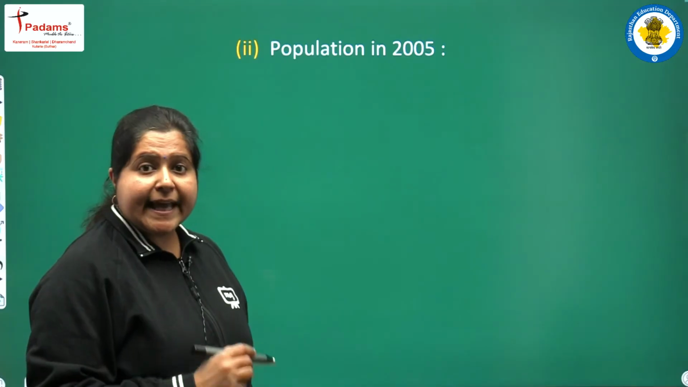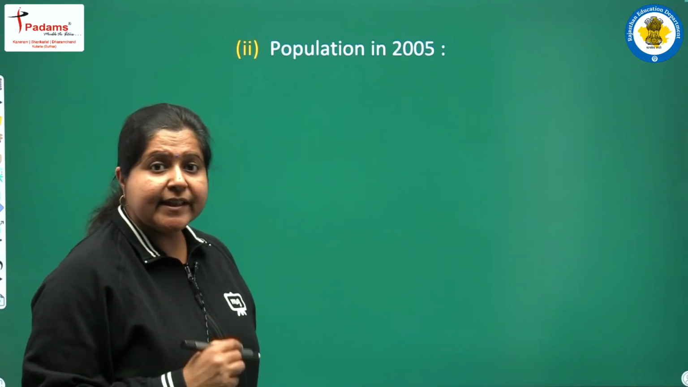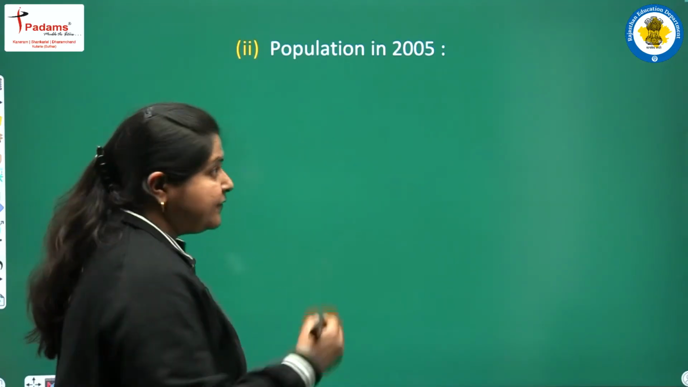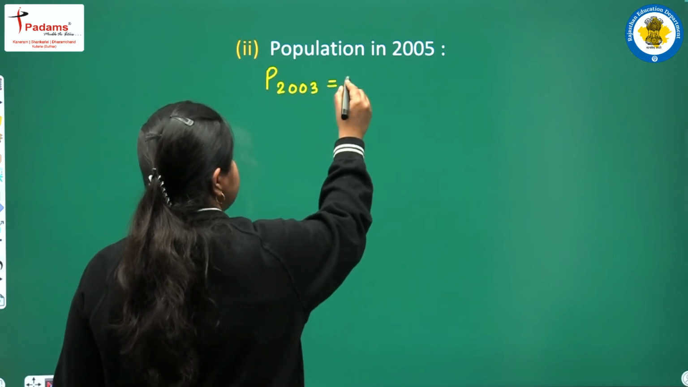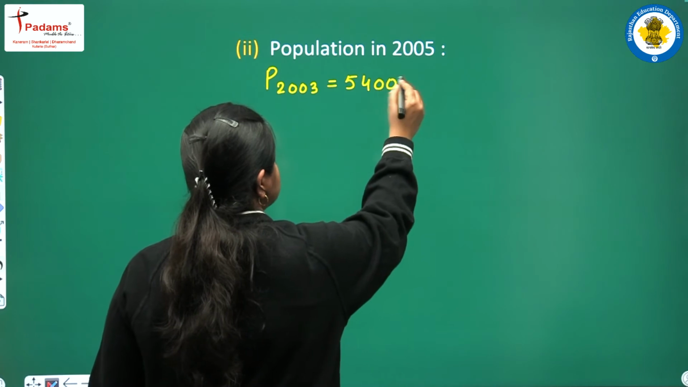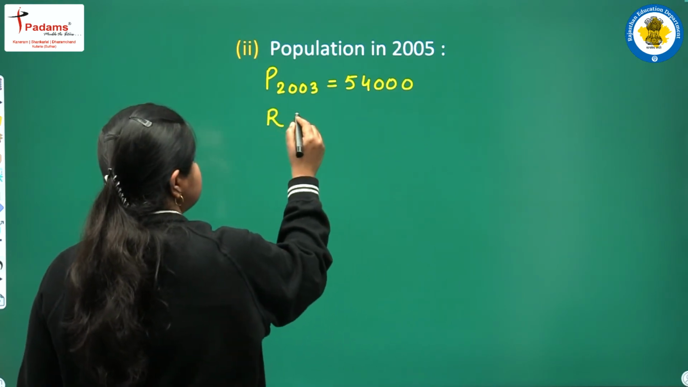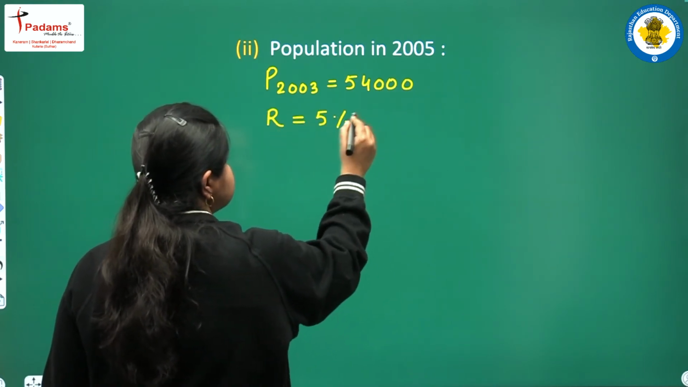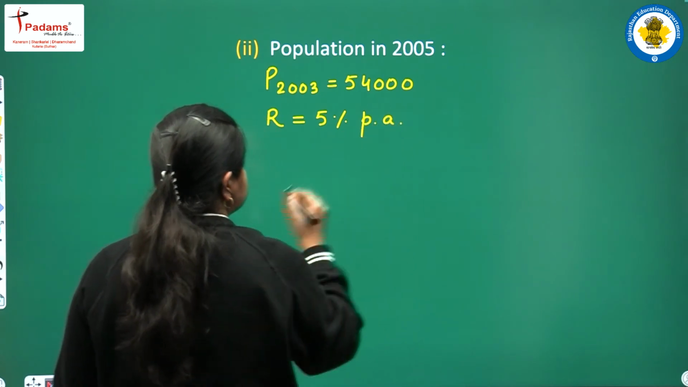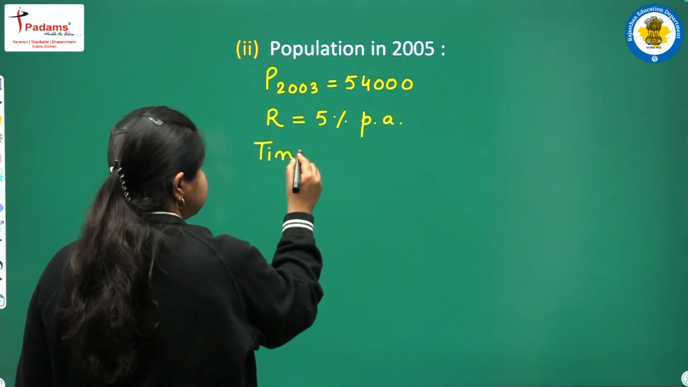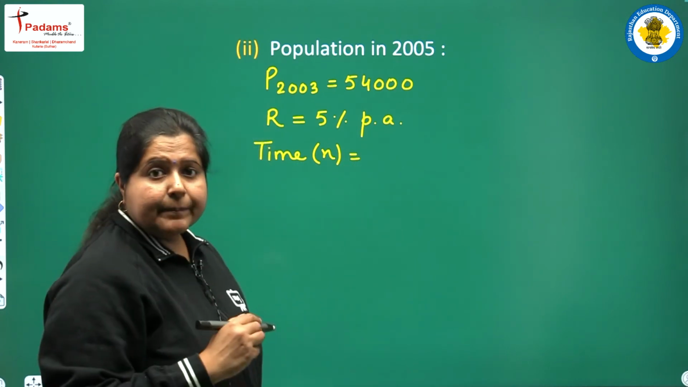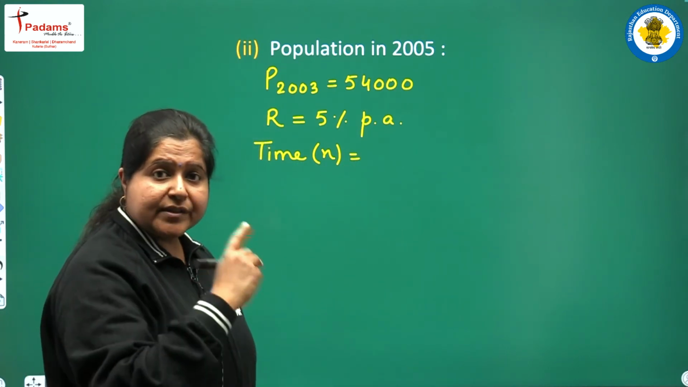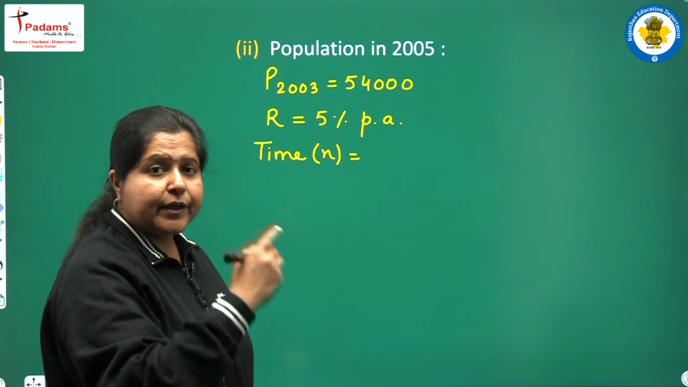Okay. Next we also have to find the population in the year 2005, and we know that the population in the year 2003 is given as 54,000. Also the rate of increase in population is given as 5% per annum for the full year. And now the time, we denote it by the letter small n. This will be how much? We are comparing the population in the year 2003 and 2005.